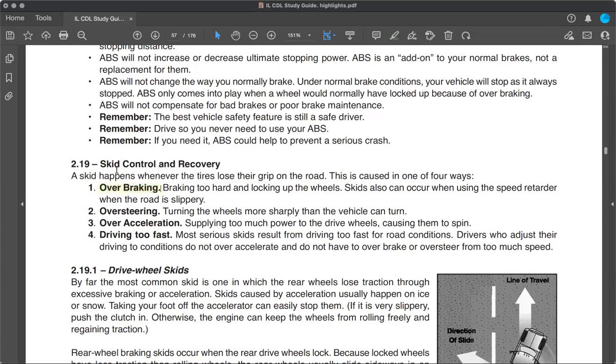The first is over braking. The second is oversteering, so just steering too sharply. Over acceleration, so providing too much power to the drive wheels may cause them to spin and again not have traction, and if you're in motion, could cause a skid. And then driving too fast. It says the most serious skids result from driving too fast for road conditions. So just make note that 2.19 explains the 4 causes of skids, and make sure you can recognize those on a test.